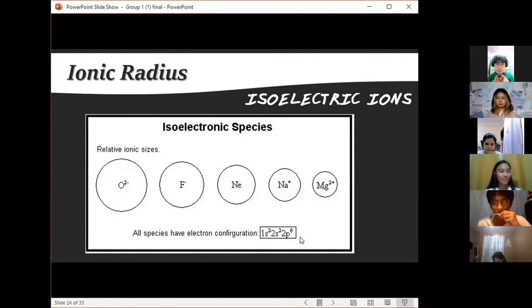How would we determine the one with the largest or smallest ionic radius? Since protons and electrons are opposite charges, they attract each other. That means the stronger the nuclear charge, the more protons it has, the greater the force the nucleus exerts on the outer negative charges. It brings the outer charges closer because we know that an atom is mostly empty space according to Ernest Rutherford. The ion that has the most protons, which is the magnesium ion, would be the one with the smallest ionic radius.